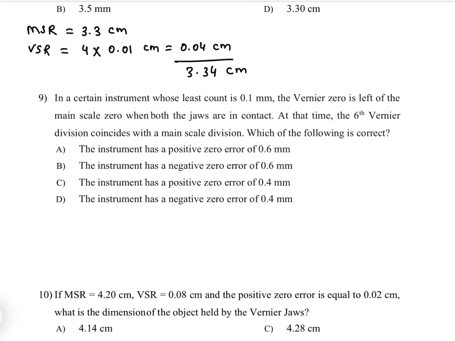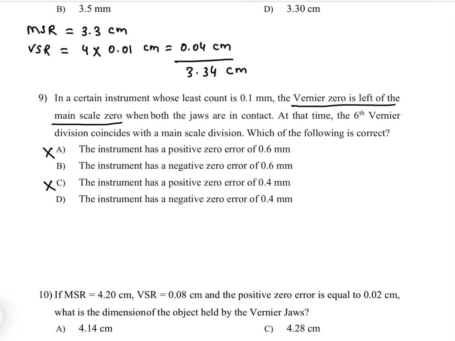Question number 9. In a certain instrument whose least count is 0.1 millimeter, the vernier 0 is left of the main scale 0 when both the jaws are in contact. At that time, the sixth vernier division coincides with the main scale division. Which of the following is correct? So if you read the options, first we need to identify whether the instrument is having positive error or negative error. If you read the question once again, it is stated that vernier 0 is left of the main scale 0. This indicates that the vernier or the given instrument must be having negative 0 error. So option A and option C are eliminated. Now we need to select between option B and D.